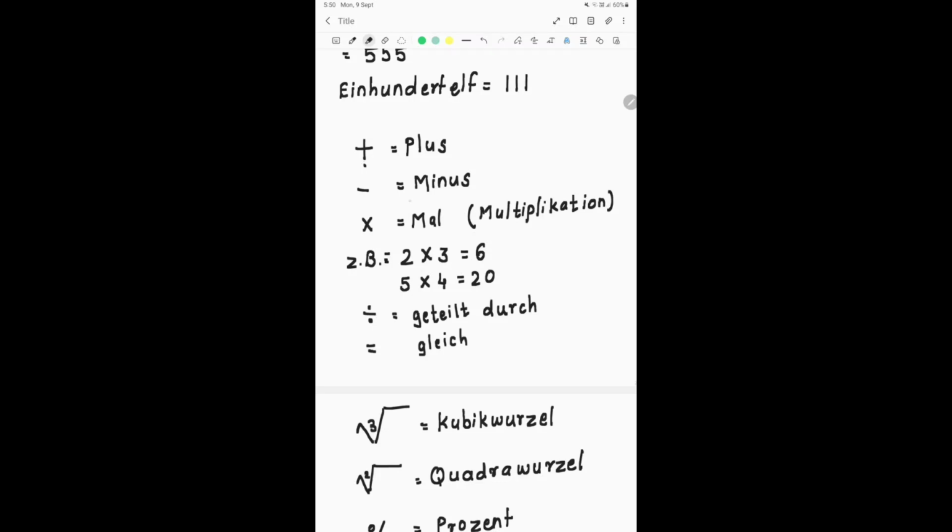Plus, minus. This is mal, which is multiplication. Zum Beispiel 2 mal 3 gleich 6. 5 mal 4 gleich 20. Divide is geteilt durch, is equal to is gleich.